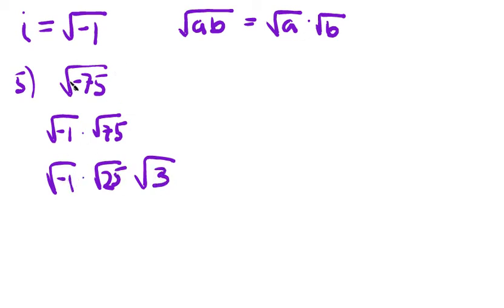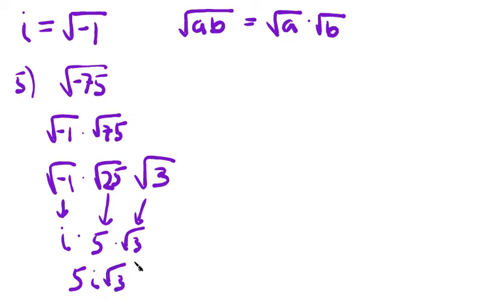75 times negative 1 is negative 75. When you multiply all these together, you should end up getting what's on the inside here, right? That's your check. Okay. Square root of negative 1 is i, times square root of 25 is 5, times, we can't break up the square root of 3 any further, so it just stays like that. So we have 5i root 3.